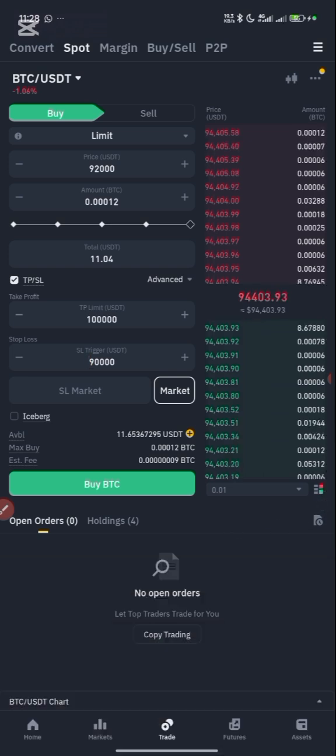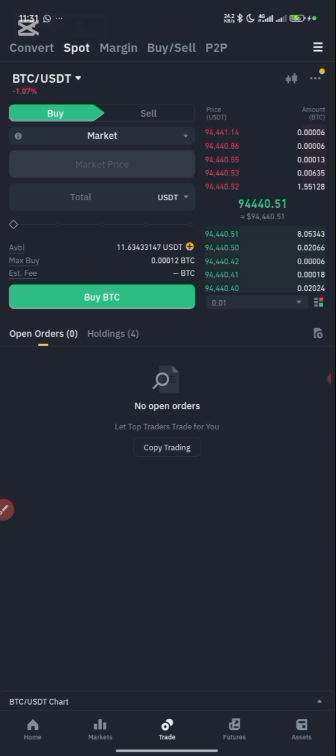So that's just basically about spot trading. And mind you, you cannot trade with less than $5 on spot trading. If your account is less than $5, you cannot execute an order.